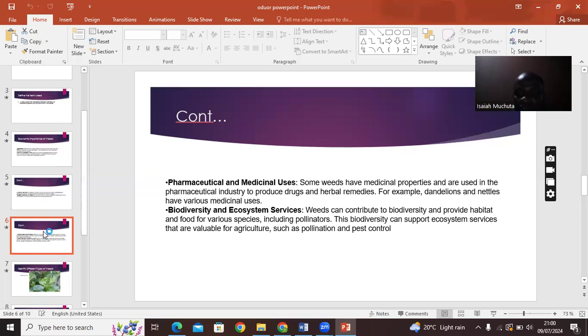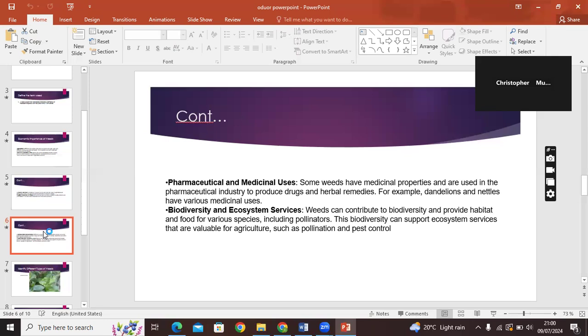Weeds can contribute to biodiversity and provide habitat and food for various species, including pollinators. These biodiversities support ecosystem services that are valuable for agriculture, such as pollination and pest control. Those are some of the economic importances, and what you also mentioned is very, very correct.